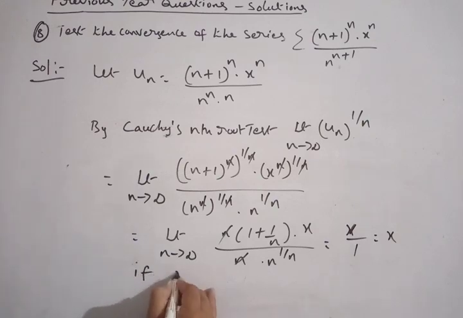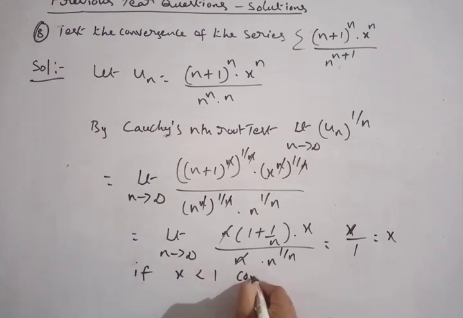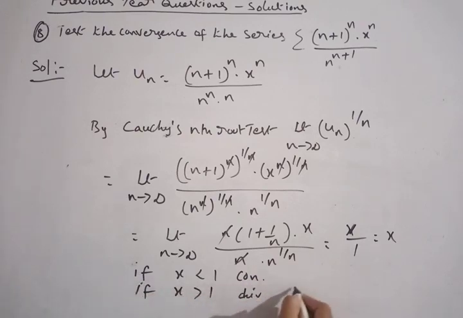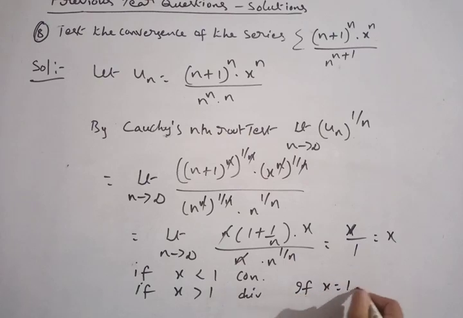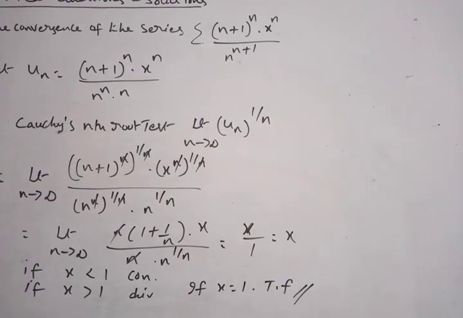So now how to write x? If x is less than 1, convergent. 3 cases. If x is greater than 1, divergent. If x is equal to 1, the test fails. Like this, you need to solve this problem. Or else, if you are asked for a long answer, what you have to do now? If you take x is equal to 1, the test fails.